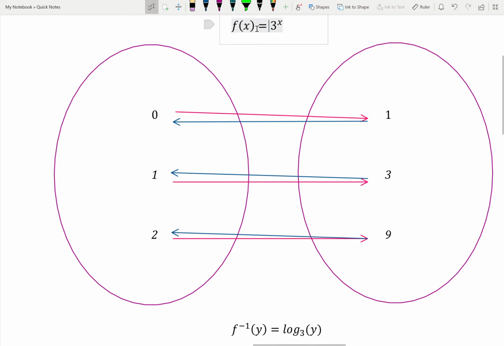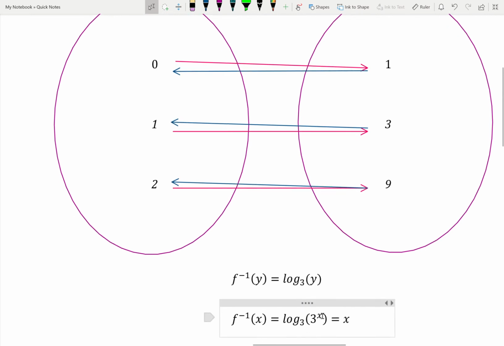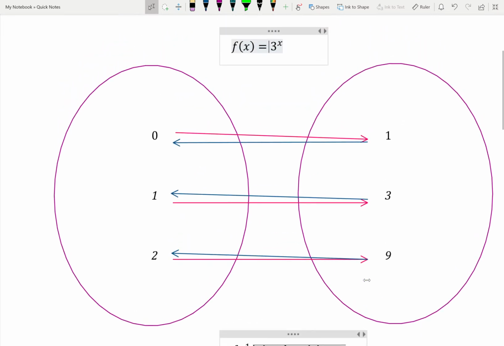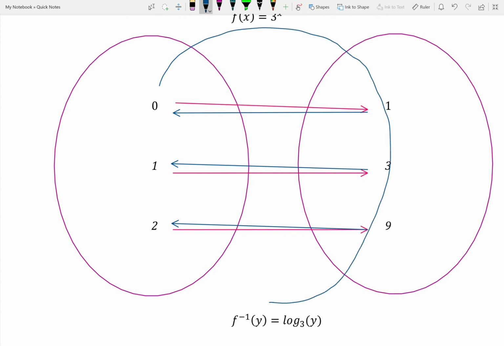And remember, just like before, I said f of x can also be called y. So what happens if I put 3 to the x inside here in place of y? Well, if I have log base 3 of 3 to the x, my log base 3 and my base 3 for the exponential end up undoing each other, canceling out, and it ends up just turning back to x. What's happening here is you're making a full circle, right? You're going from the left hand to the right hand, and then you're going back from the right hand to the left hand. That's what's happening in this picture.